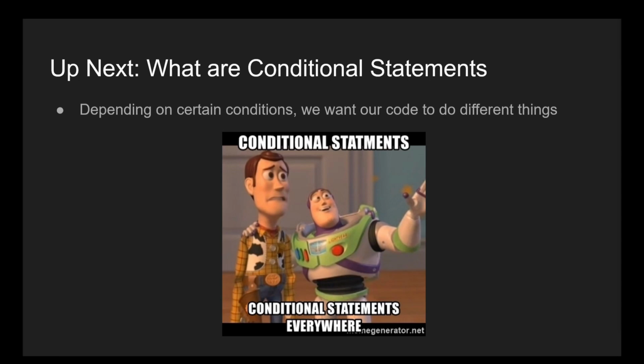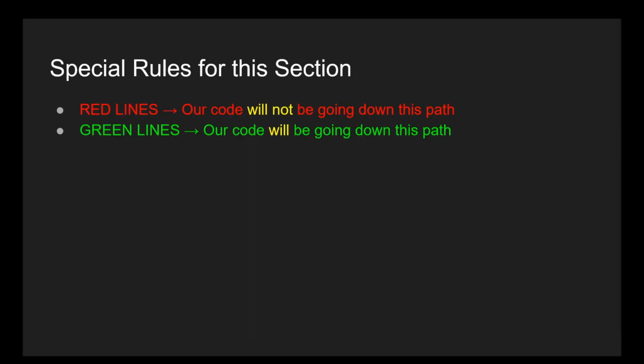Next, we will be moving on to conditional statements, which at their core are statements that change the path for our code depending on certain conditions. For the sake of keeping things simple, for this section, red lines will connote that our code will not be following that specific path, and green lines will mean that our code is following the path.